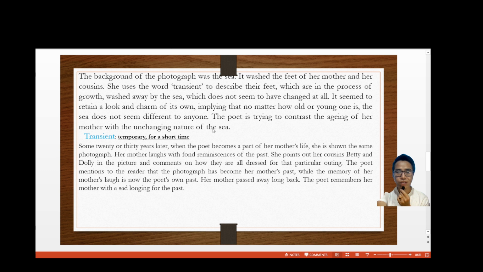The poet mentions to the reader that the photograph has become her mother's past, while the memory of the mother's laughter is now the poet's own past. It should be laughter here because it is used in the form of a noun. So her mother passed away long back. The poet remembers her mother with a sad longing for the past. Longing is the extreme desire for the past.